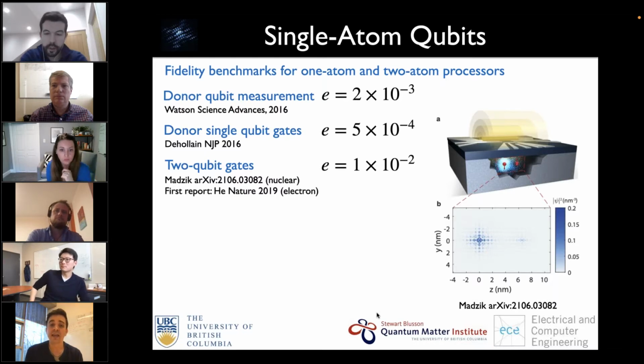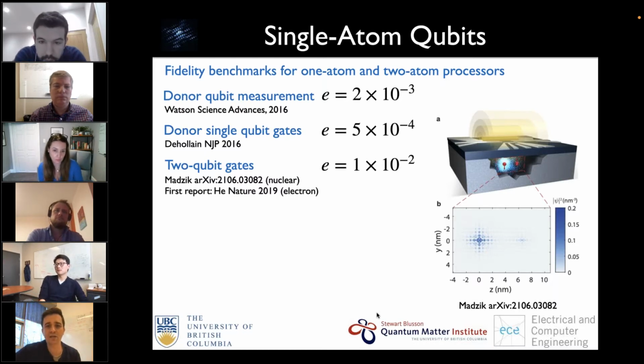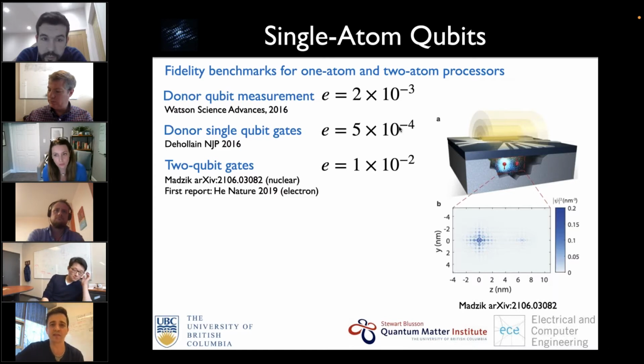What does it look like? So we know that in quantum computing, if you want to make a quantum processor, errors are extremely important, minimizing errors. So donor qubit measurement has been achieved with sufficiently low errors, below, say, a threshold of importance for a certain type of code.